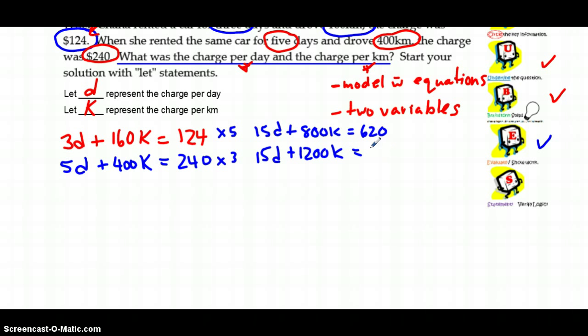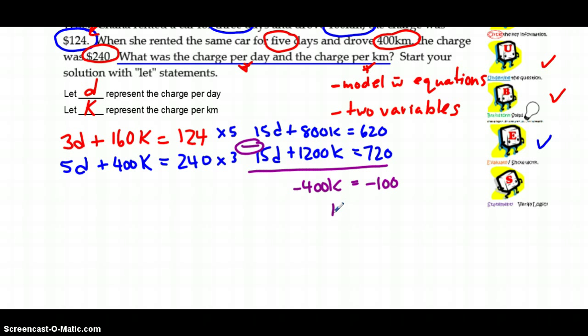1,200K equals 720. So here, because we have the same sign, we have to subtract these two in order to eliminate. 15 minus 15, gone. 800 minus 1200, we get a negative 400K. And 620 minus 720, negative 100.